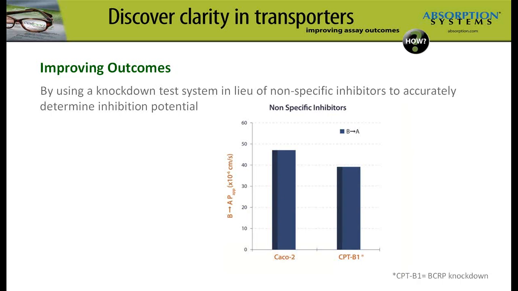So this is what we did. We looked at the transport of this compound in our CPT-B1 cells, which have BCRP expression knocked down in comparison to the wild-type cells, and we observed no difference. When we calculated relative efflux ratio, which is the efflux ratio in the wild-type cells over the efflux ratio in the BCRP knockdown cells, we found this to be less than 2. So the danger with the use of non-specific inhibitors is the potential for misclassification and unnecessary downstream clinical engagement, which can be avoided by just using a more specific approach.